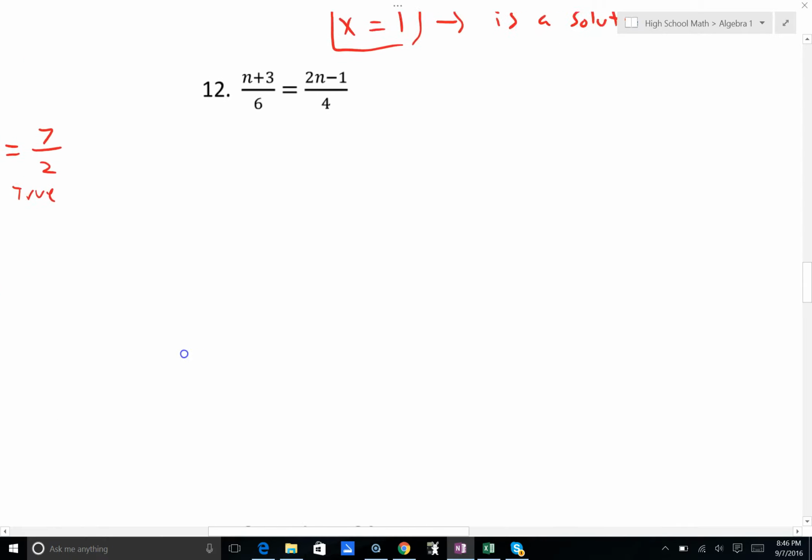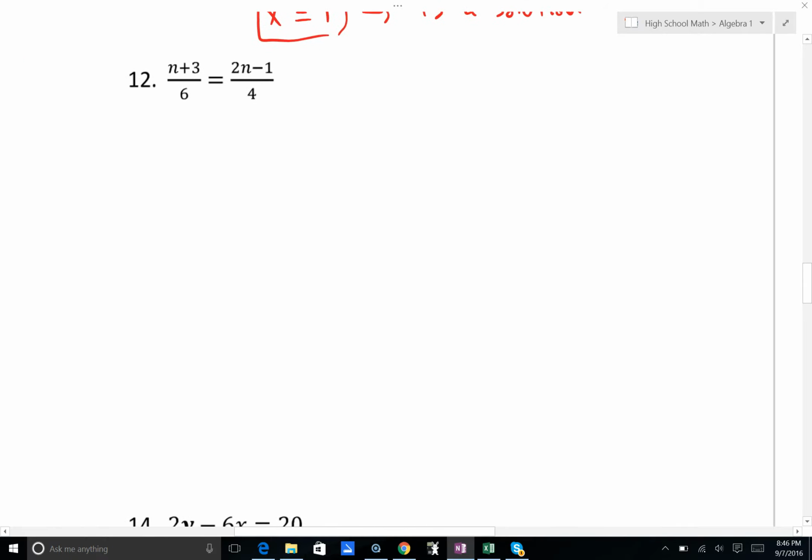All right, number 12. Again, we have our proportion, a fraction equaling a fraction. I'll cross multiply. 6 times 2n minus 1. Well, I can simply rewrite that using my distributive property. I'll rewrite that simply by connecting the 6 times the parentheses. Next, I'll be able to employ the distributive property to actually multiply that out.